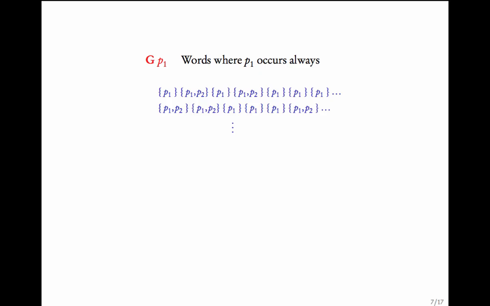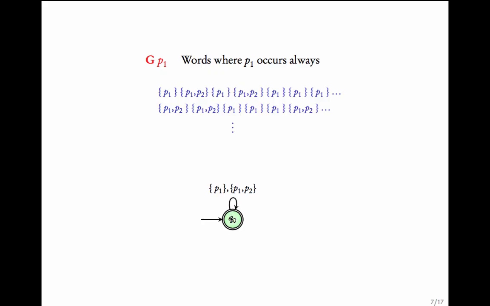Let's now look at the other example, GP1. GP1 will give us the set of words where P1 occurs always. Look at this word. In every letter there is P1. Here also, in every letter there is P1. How do we give the automaton whose language is GP1? Simple, it has a single state, which is the initial as well as the accepting state.